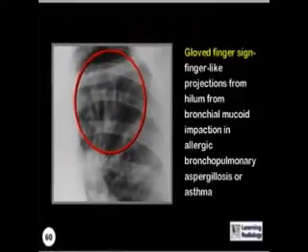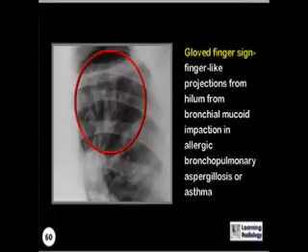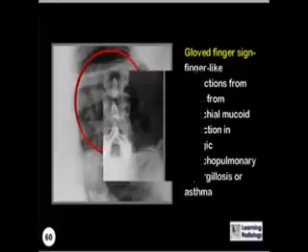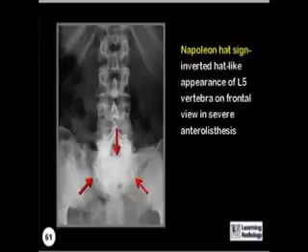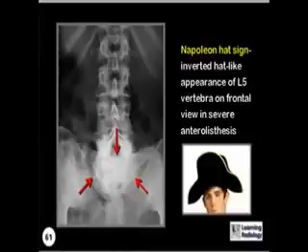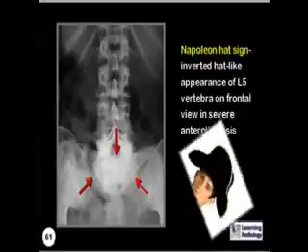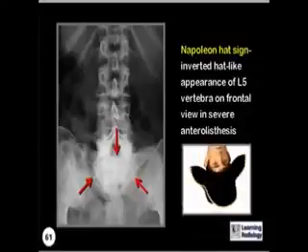What sign is this? This is the gloved finger sign, which is a finger-like projection from the hilum from bronchial mucoid impaction in allergic bronchopulmonary aspergillosis or in asthma. What sign is demonstrated here? This is the Napoleon hat sign, which is the inverted hat-like appearance of L5 on the frontal view in severe anterolisthesis. It resembles an upside-down Napoleon hat.